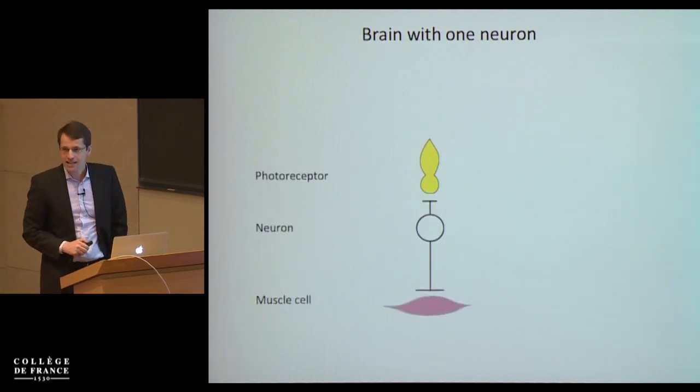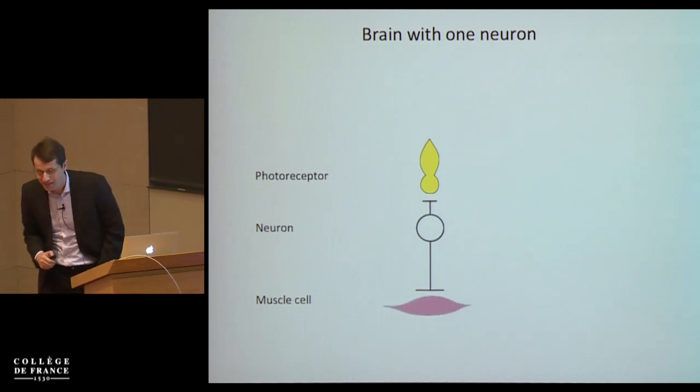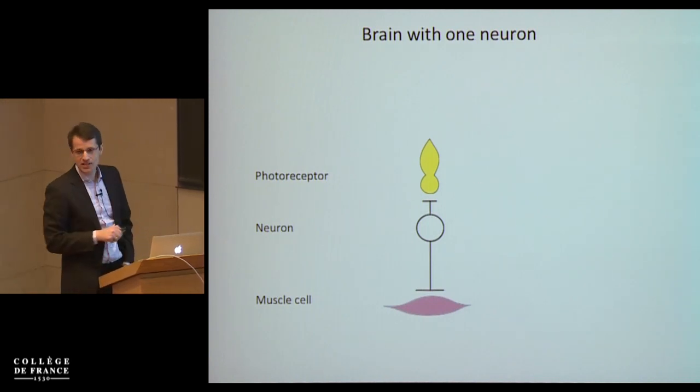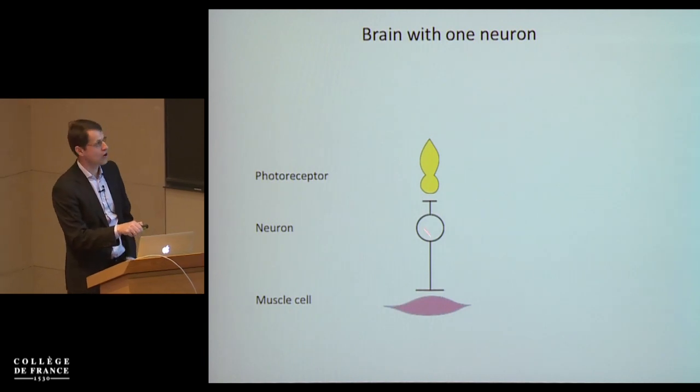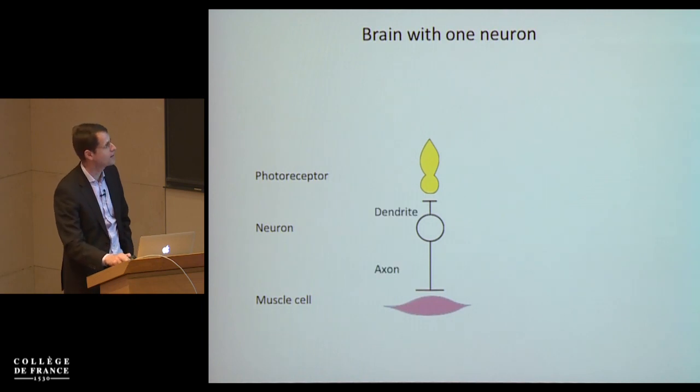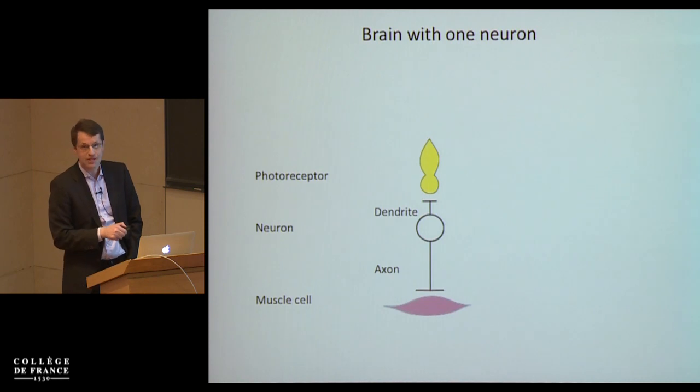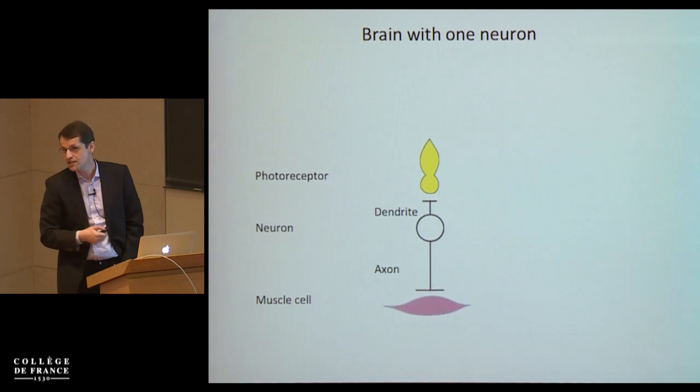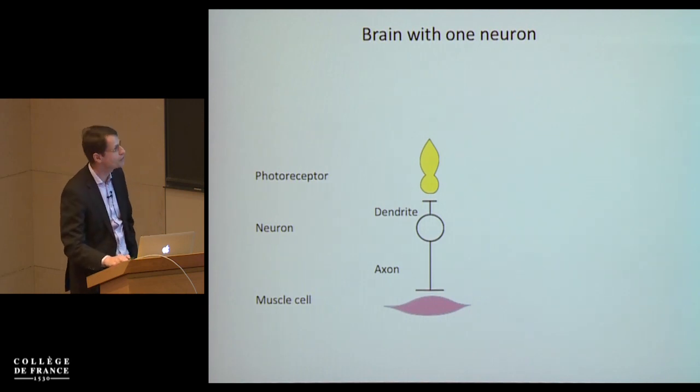Now let's imagine that evolution goes one step ahead, and there is another cell in between, which we call a neuron. And neurons have two incredibly interesting compartments. One is what we call the dendrite, which is now listening to what the photoreceptor is saying, and an axon that is transmitting something to the muscle cell. The interesting thing about this neuron is that it is not simply a copy machine: what the dendrite is listening to will be different from what the axon is transmitting. So let's see what this can do for you.